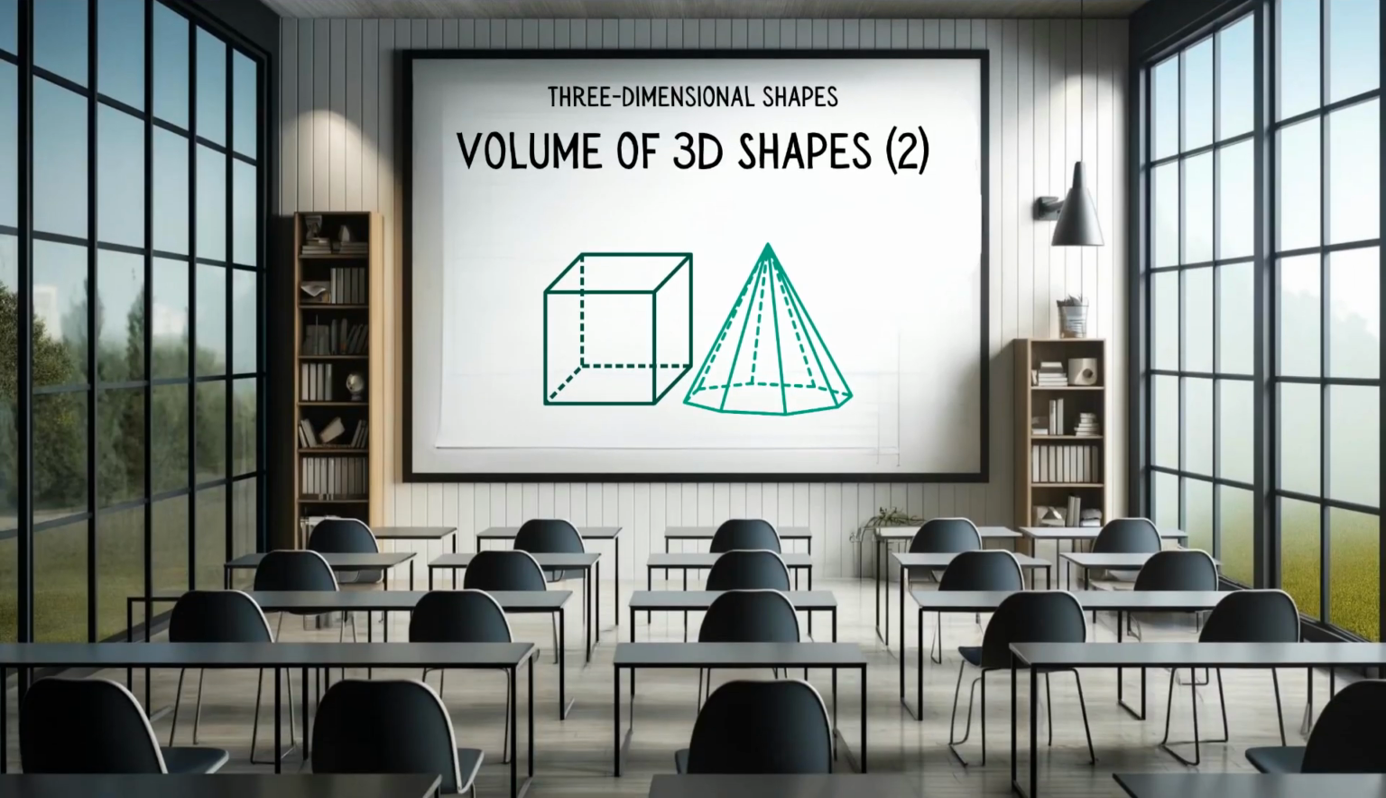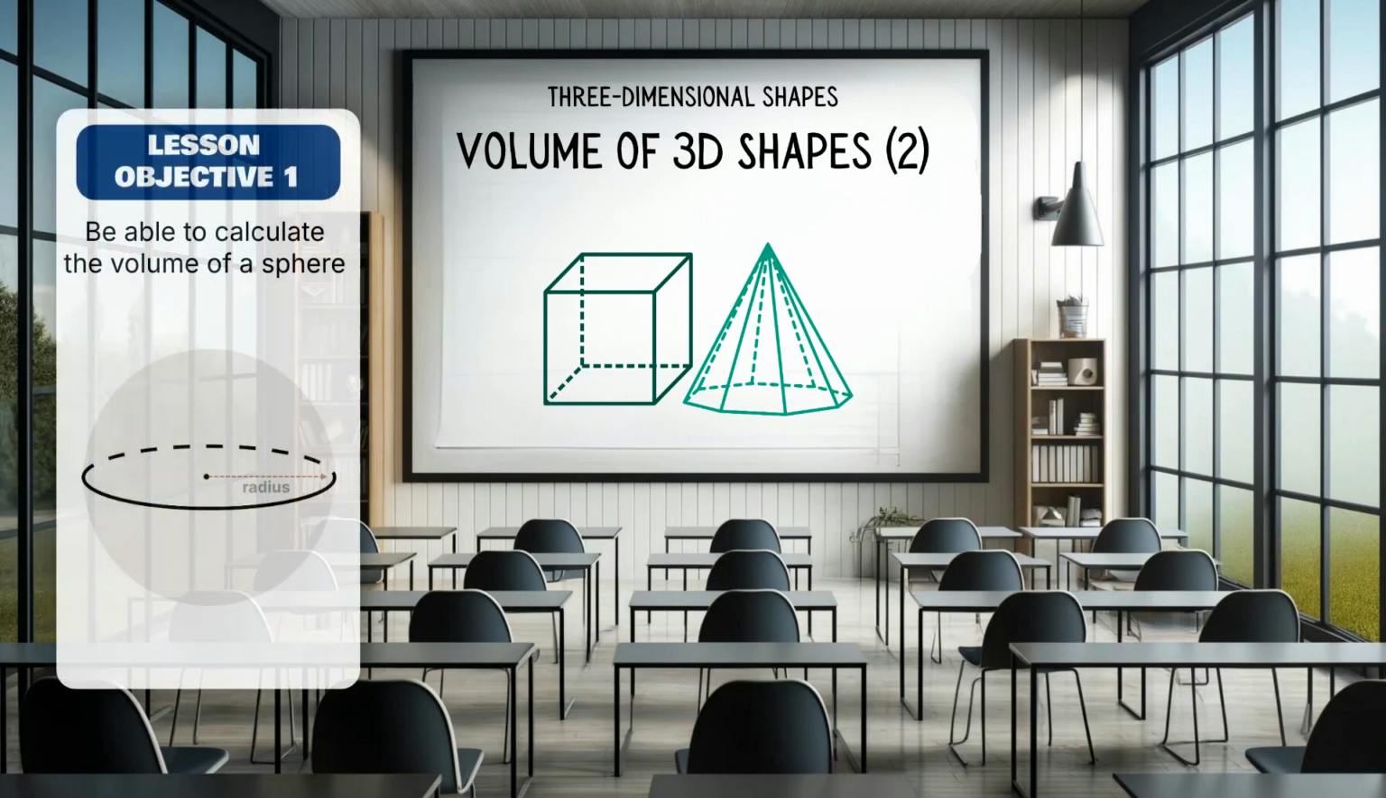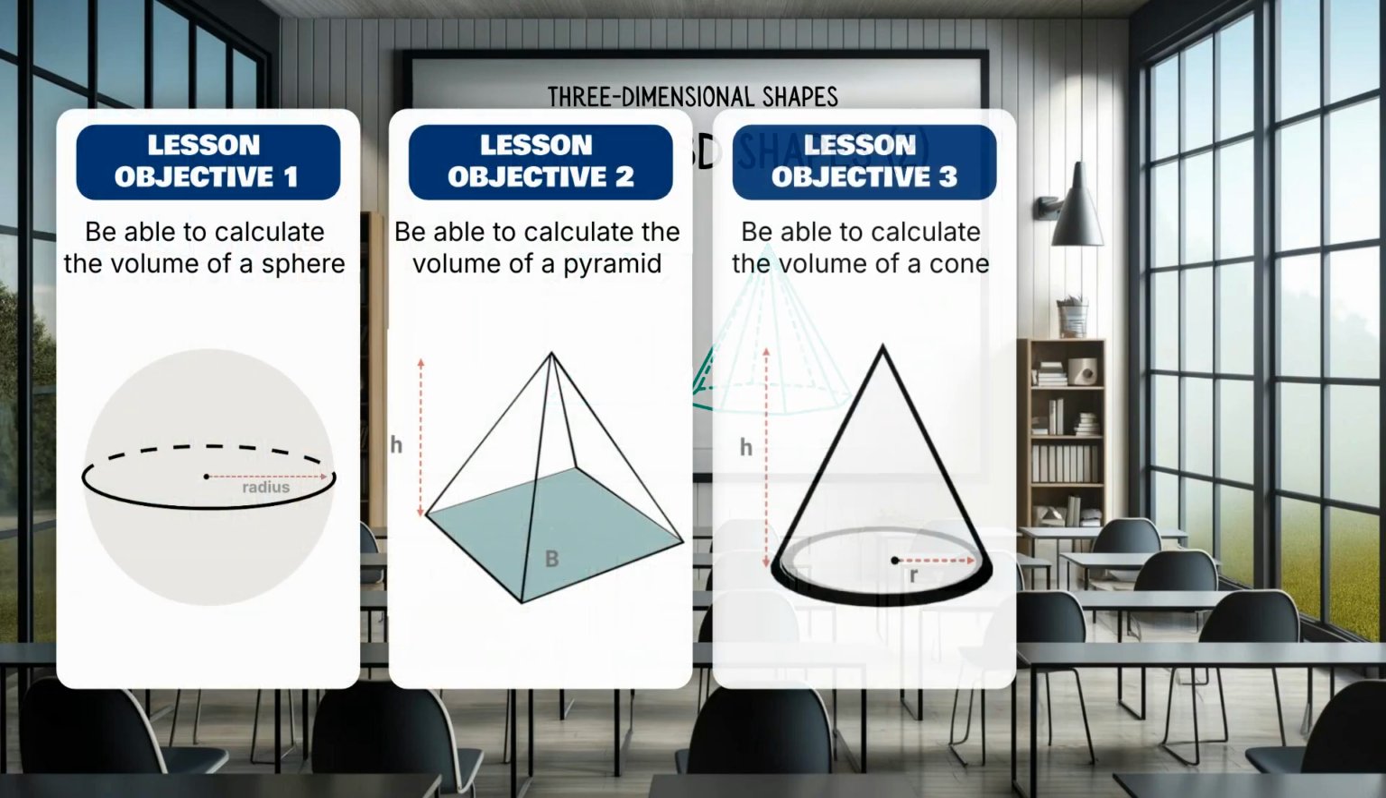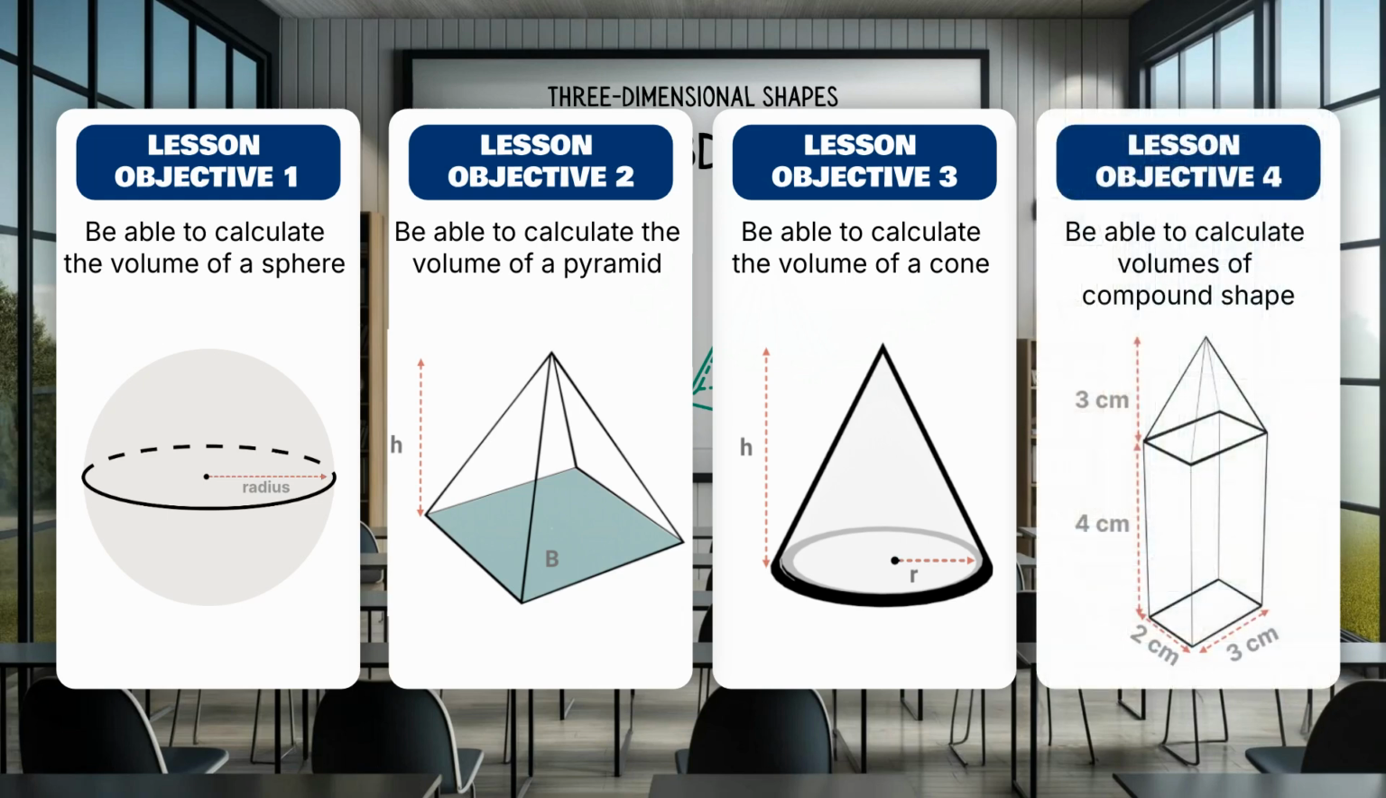In today's lesson, we explored how to calculate the volume of three-dimensional shapes, specifically focusing on spheres, pyramids, and cones. We applied our newfound volume knowledge to compound shapes, calculating their total volume by summing the volumes of individual components. Through examples, we demonstrated how to handle combinations of shapes like cuboids, pyramids, and hemispheres.